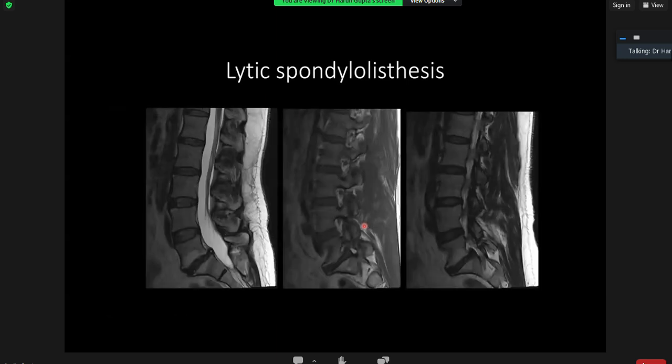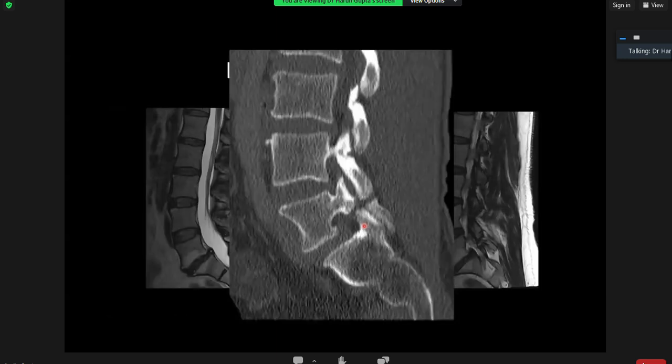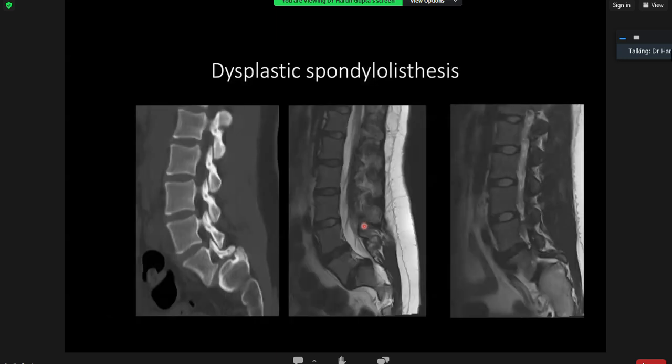Now, the next thing is the traumatic. So this is the traumatic and dysplastic spondylolisthesis. The dysplastic spondylolisthesis happens because there is abnormality in the facet joints at the L5S1 level, and this typically happens at the L5S1 level where the facet is dysplastic. Now, this typically happens in women when they're moving from adolescence to adulthood.